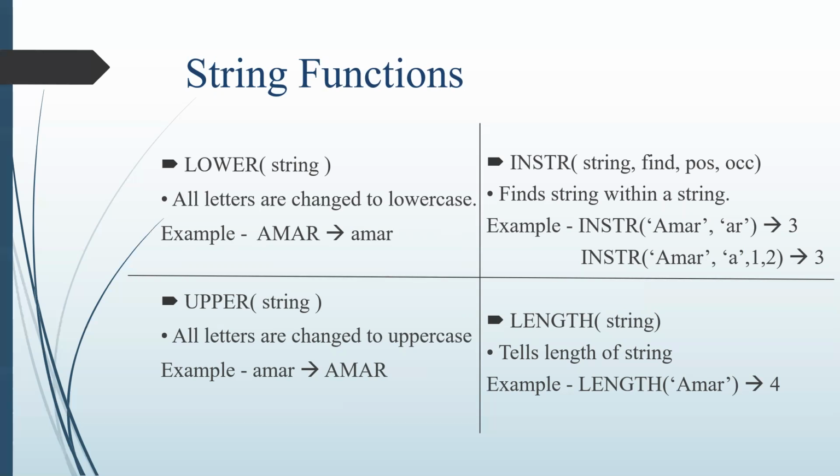In the second example, we are also passing the position and the occurrence. And we want to find A in the string Amar. So A is located on position 1 and 3 both. But we are passing the occurrence as 2. So the second occurrence of letter A it will find, which is at position 3. So it will give the output as 3.